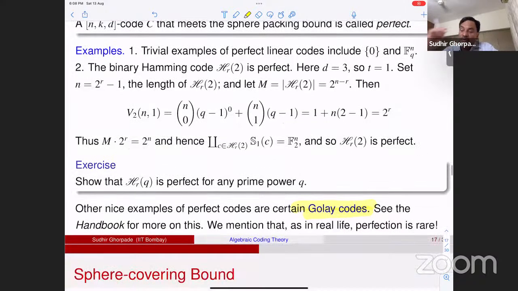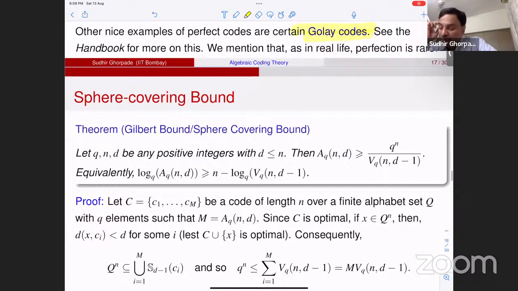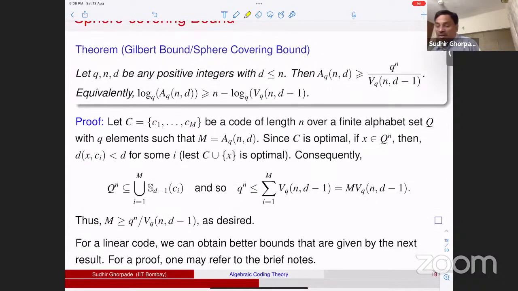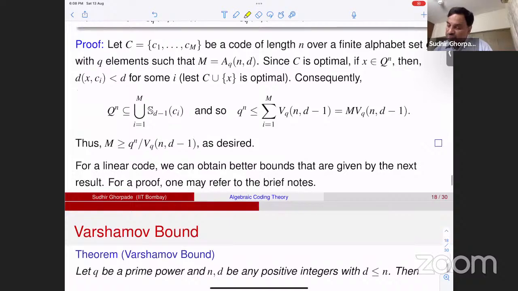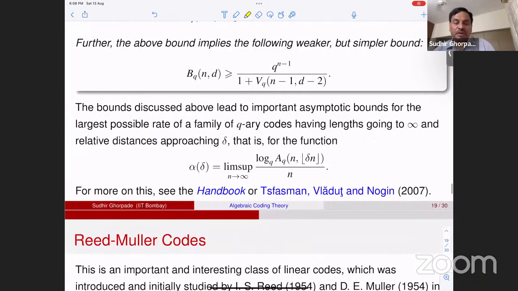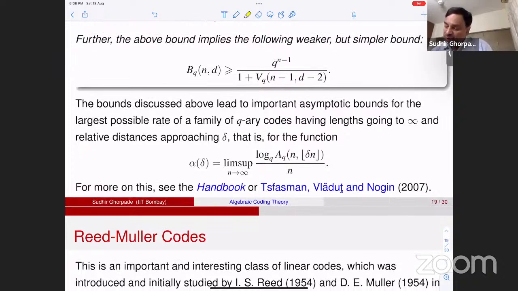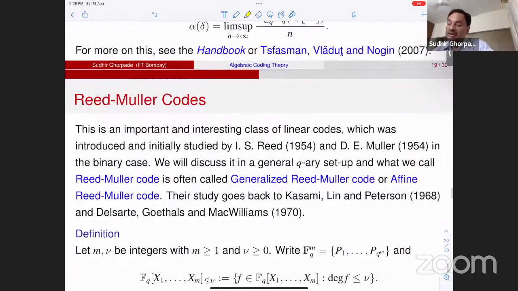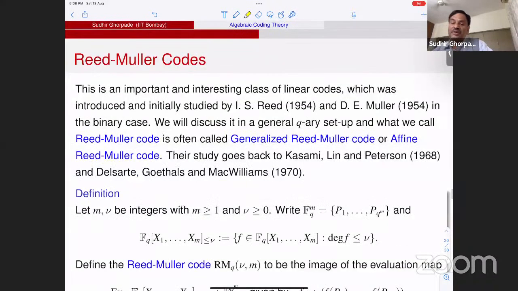Then there is something called a sphere covering, which leads to a very nice set of asymptotic bounds. Okay, let me end by introducing to you this other important class of codes, Reed-Muller codes.